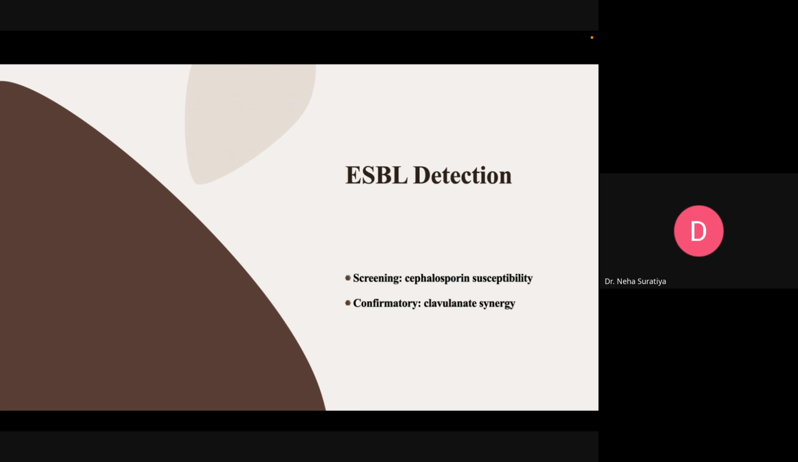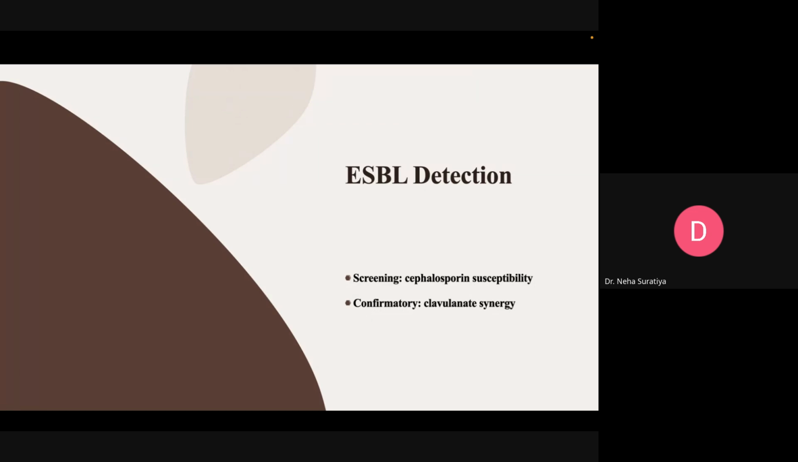Confirmation is done by showing improved activity in the presence of clavulanate. As a pharmacist, we may not do the test itself, but we must recognize the pattern, how ESBL is evolving. That's the reason why I'm not focused right now on the detection techniques, but on how to read it.